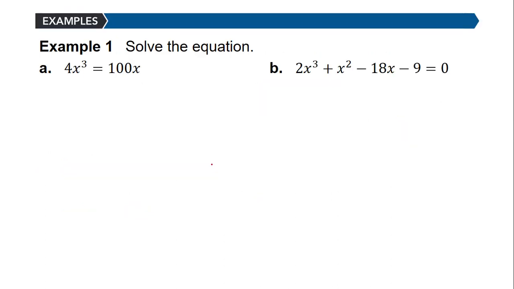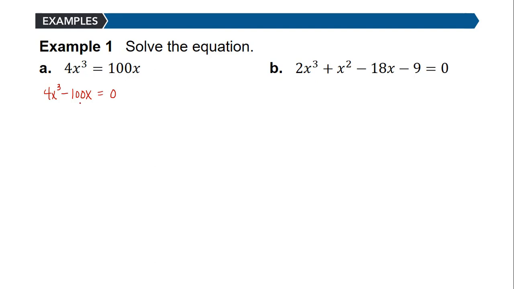So here are some examples. We want to solve the equation 4x cubed equals 100x. So we would first say this is a polynomial equation. The degree is 3. I need to first subtract 100x to get one side equal to 0. Therefore, we get 4x cubed minus 100x equals 0.